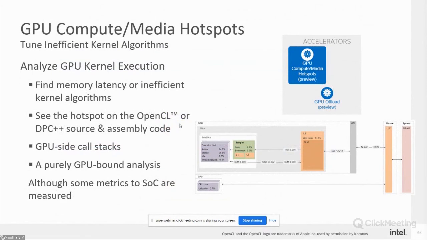Okay. Next, coming to media hotspot analysis. As I said earlier, this is to identify if there are any memory latency issues or inefficiencies in your algorithm. This analysis type was present for some time, but it was supported on OpenCL and Media SDK applications, and now it is supported for DPC++ source and assembly code as well.